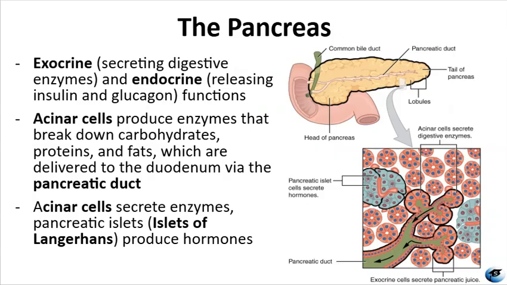The pancreas is an important organ with both exocrine and endocrine functions. On the exocrine side, acinar cells produce digestive enzymes that break down carbohydrates, proteins, and fats, and these enzymes are secreted into tiny ducts that merge into the pancreatic duct, which delivers the enzymes into the duodenum, the first segment of the small intestine, where they aid in digestion.